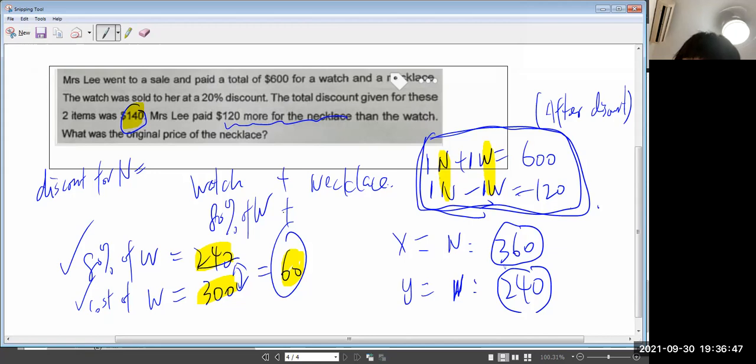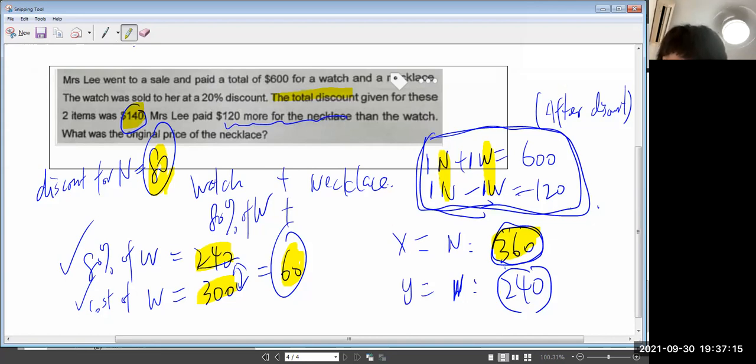Total discount is, hold on, 140. Discount 80. So discount for necklace is 80. Final price for necklace is 360. So what's the original price? 440. All right. Yep, done.